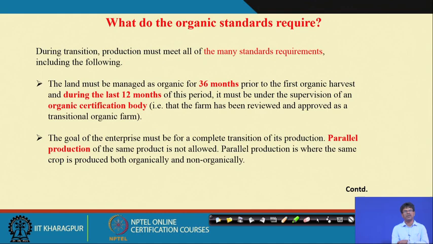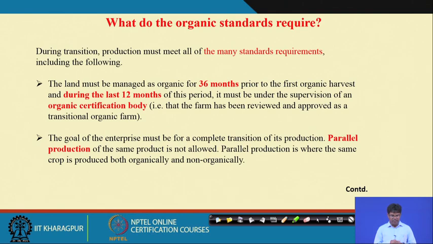If you see the organic standards, the land must be managed as organic for 36 months, as discussed, prior to the first organic harvest, and during the last 12 months of this transition period, it must be under the supervision of an organic certification body. So, when you are applying for the organic certification of your product, that means 36 months is a must for the transition, and the last 12 months should be under proper supervision of the organic certification body.